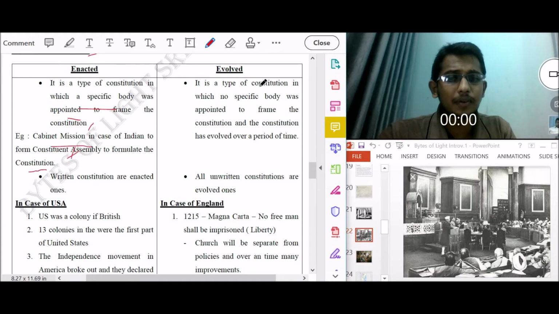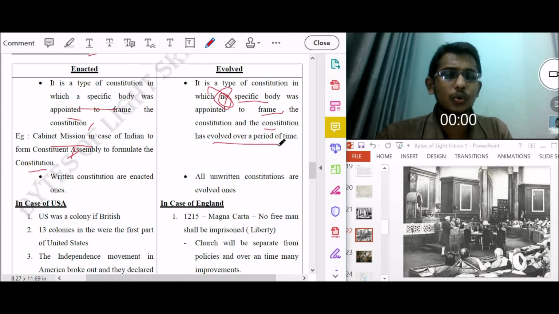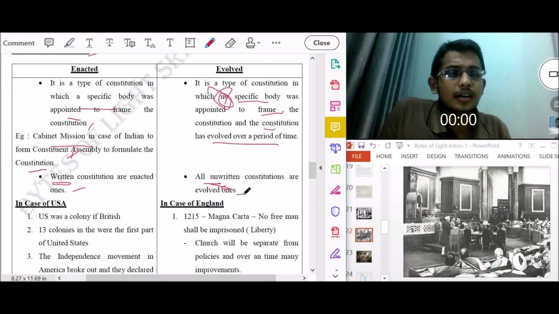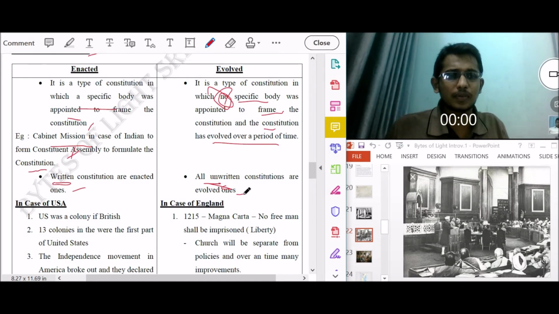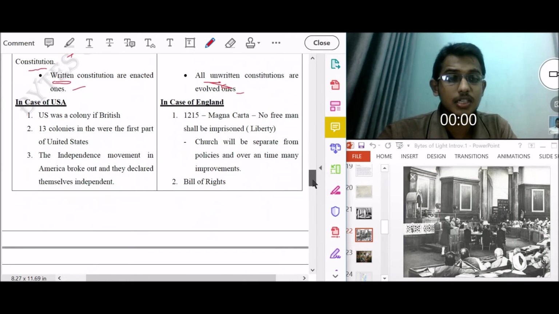But what in case of an evolved constitution? It is a type of constitution in which no specific body is appointed to frame the constitution, and it is evolved over a period of time. We shall see two examples. Written constitutions are enacted ones and unwritten constitutions are evolved ones. As you can see, when it is written, it will be codified, and many people will have to come together in order to do that. In case of unwritten constitutions, it evolved over a period of time. So that is a difference. So let's see two cases.